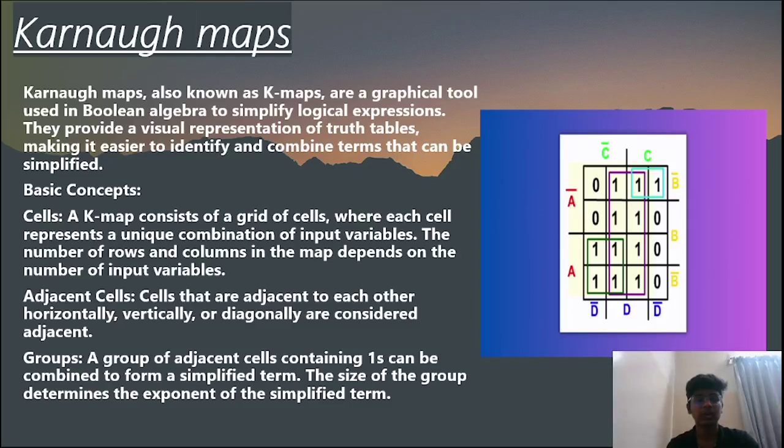Next, we'll talk about K-maps. K-maps, also known as Karnaugh maps, are a graphical tool used in Boolean algebra to simplify logical expressions. Some basic concepts. There are cells. The K-map consists of a grid of cells where each cell represents a unique combination of input variables. And groups. A group of adjacent cells containing ones can be combined to form a simplified term. The size of the group determines the exponent of the simplified term.